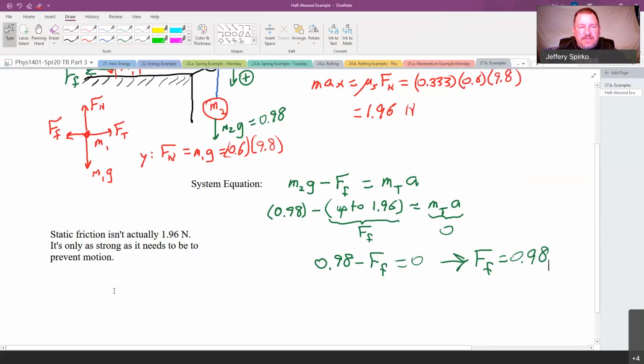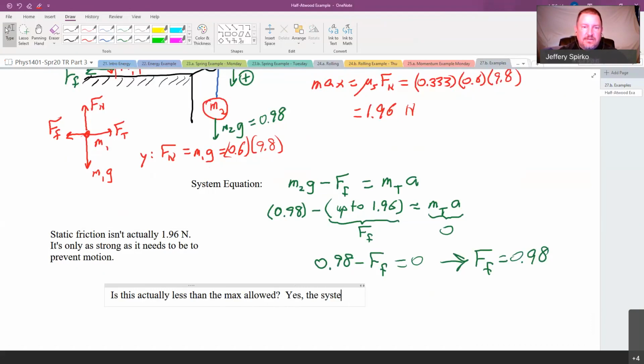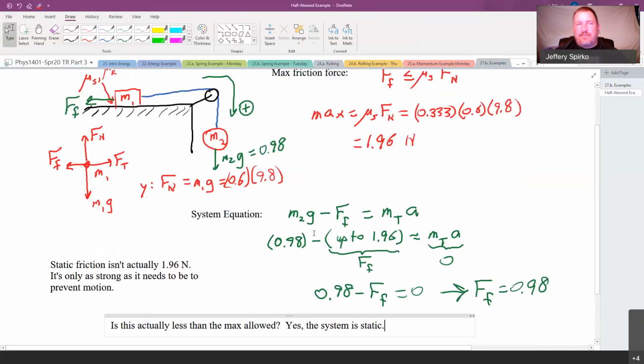So then we can say, is this less than the max allowed? Yes. The system is actually static. So if you set this thing up and release it from rest with 0.6 kilograms up here and 0.1 kilograms down here, the pulling force is not strong enough to overcome the friction force.